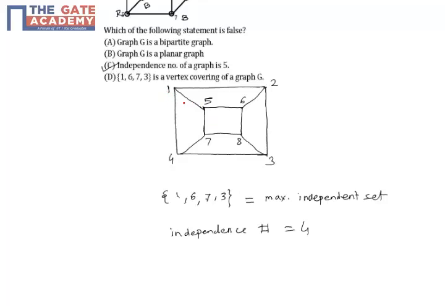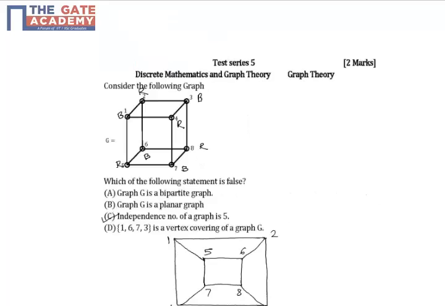As we can see, the edge 1 to 5 has 1 in this vertex cover. Take another example of edge 7 to 8. Here 7 is present in the vertex cover. So 1, 6, 7, 3 is a vertex cover since it covers all the edges in the graph. So the fourth statement is also true. As the independence number of the graph here is wrong, the correct answer to this question is option C.